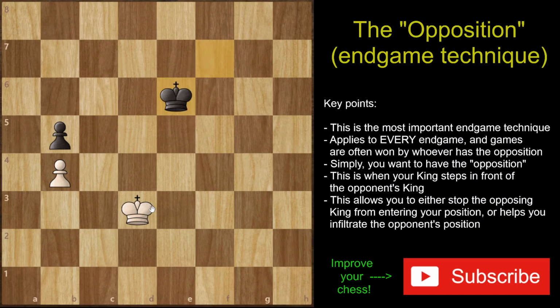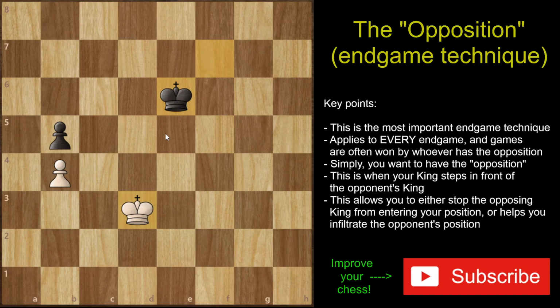The other option, so black's just gone king e6, is if white simply goes here, black has opposition, and now the white king can't infiltrate. So if we continue it, black just maintains opposition, and that's a draw. So that's how powerful it is. This position, if it's white to play, white wins because he never lets black get opposition. If it's black to play, he gains opposition and draws the game.